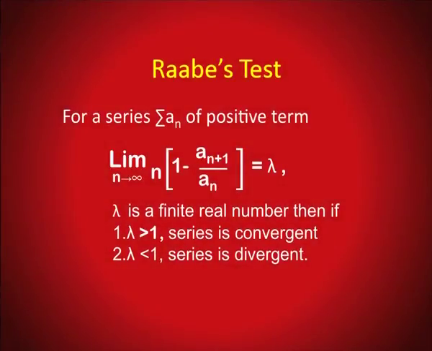Next test of convergence is Raabe's test. For a series sigma a_n of positive terms, if the limit as n tends to infinity of n multiplied by (1 minus a_(n+1) upon a_n) is equal to lambda, a finite real number, then the series is convergent if lambda is greater than 1 and the series is divergent if lambda is less than 1.